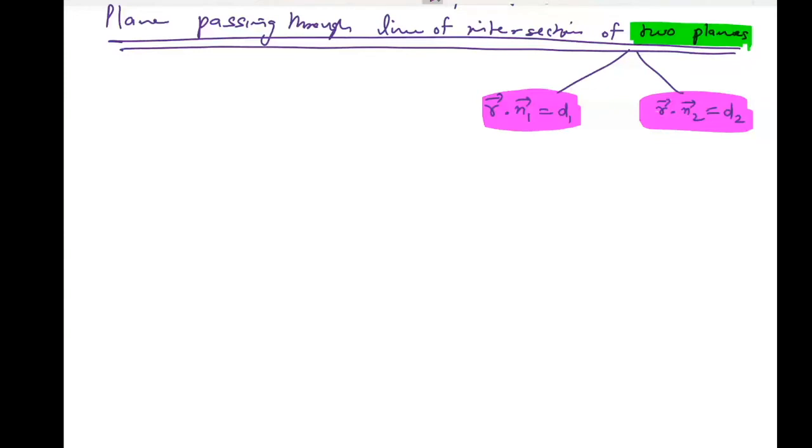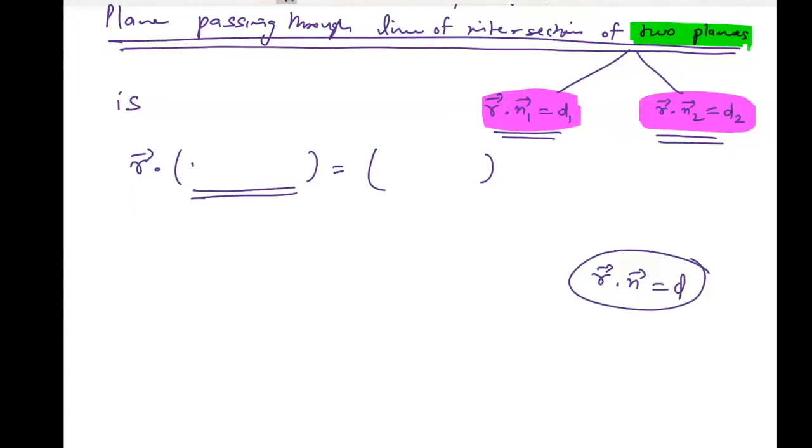So what will be the plane passing through the line of intersection of these two planes? The formula is r dot, as we know any plane will be of this type in vector form. Here we will have a normal vector, which is nothing but n1 plus lambda n2 vector, and here we will have d, which is d1 plus lambda d2. Is this clear to everyone? This is the formula, you need to learn it.